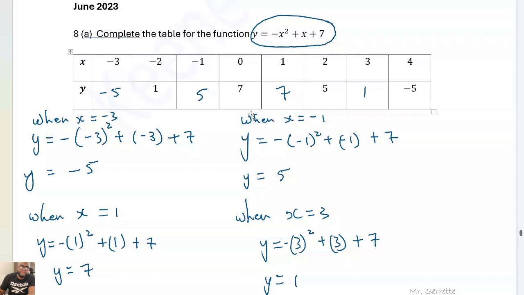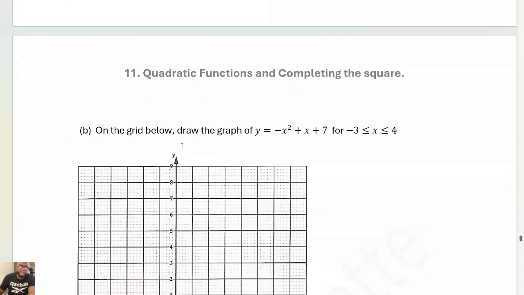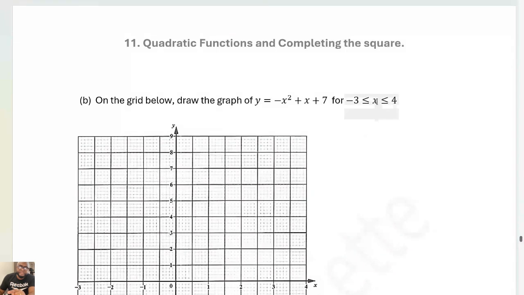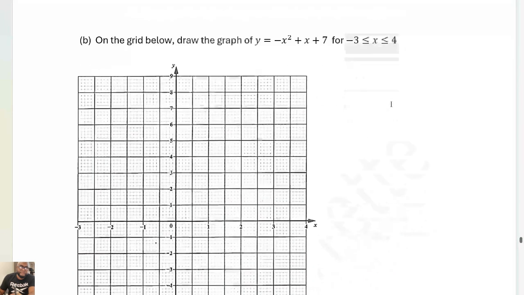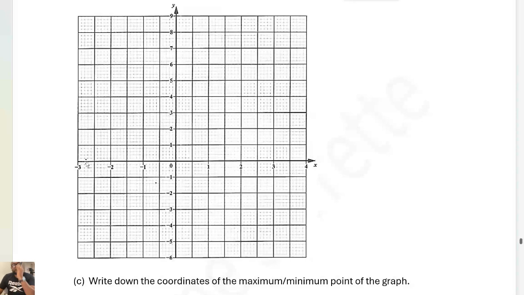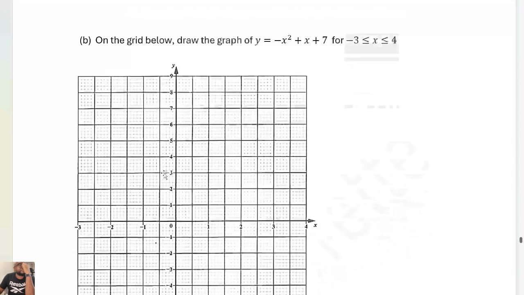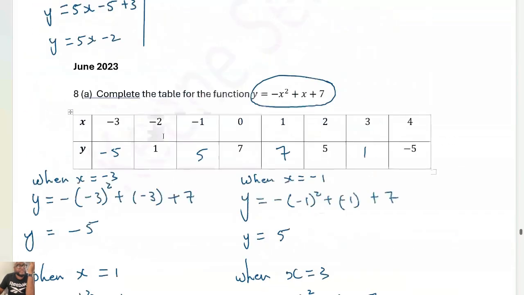Okay, that I will now use to plot my graph. So on the grid below, draw the graph for this, what we have above, for negative 3 less than or equal to x less than or equal to 4. That means it's spanning from negative 3 to 4. But let's plot our points.